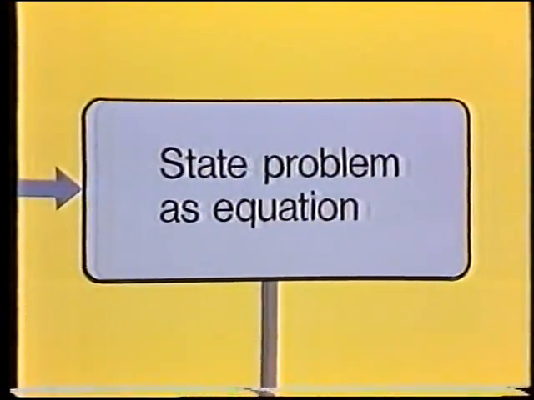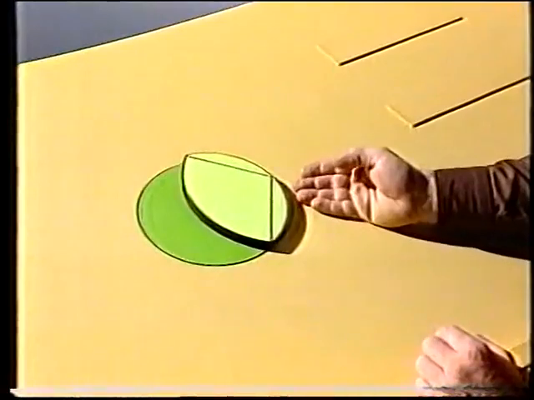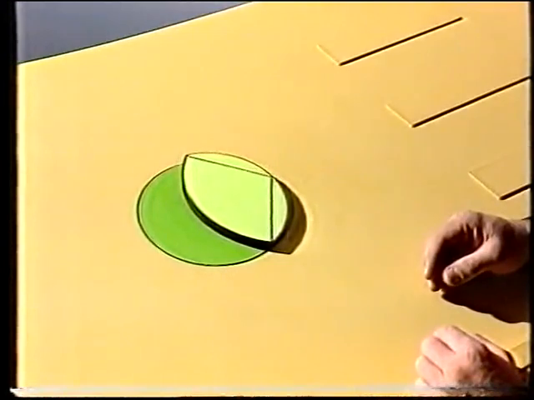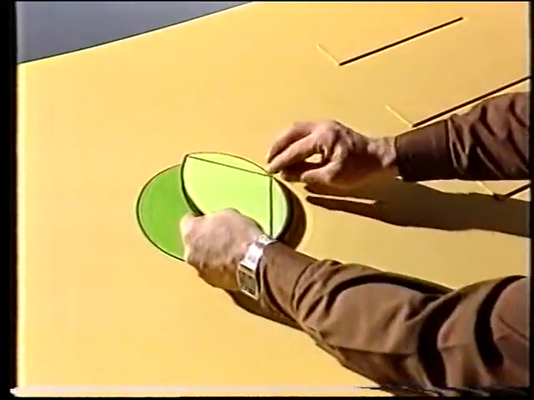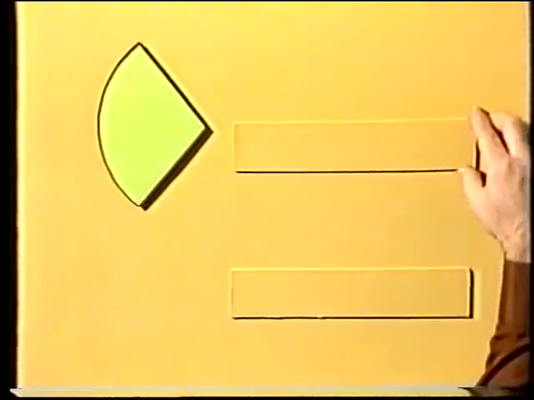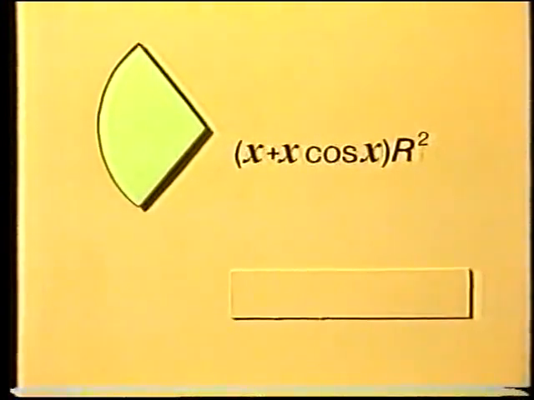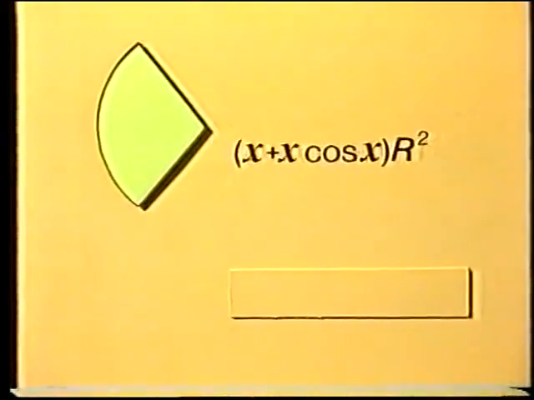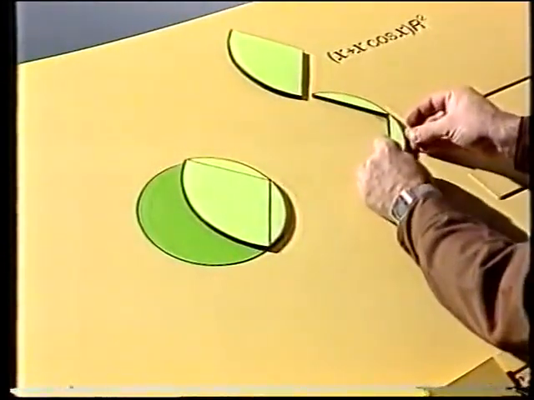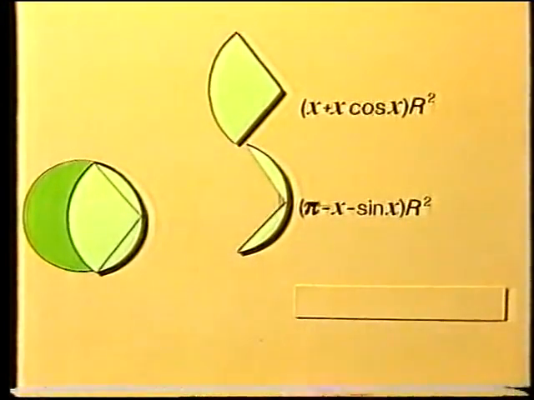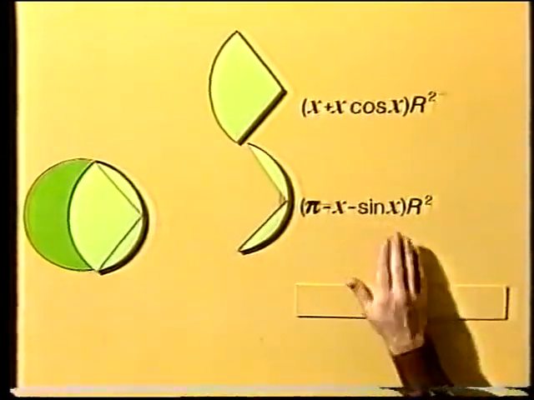And the next thing to do is to state the problem as an equation. And that's what Bob's going to do next. To get an equation, we need an expression for this area to put equal to half the area of the field. And in the pre-program work, the area was split up like this. First this piece. And after a good deal of manipulation, we found that its area was that much, x plus x cos x, all multiplied by r squared. Next, this piece. Again, after some manipulation, we found that this area was pi minus x minus sine x, again all multiplied by r squared.